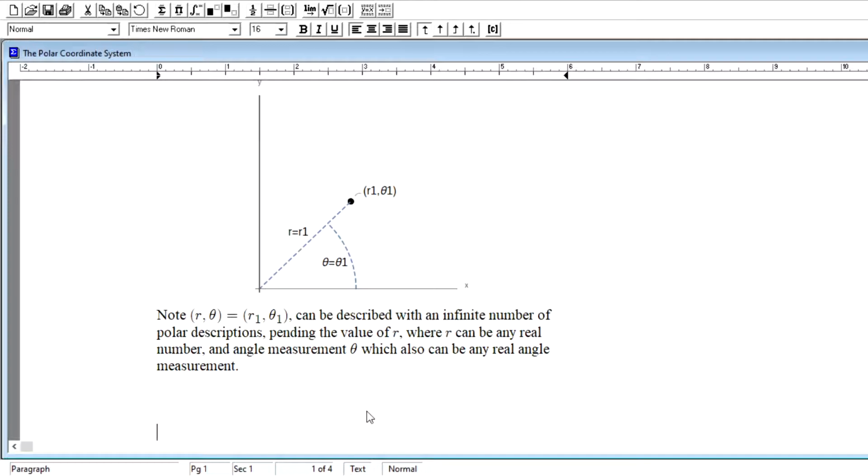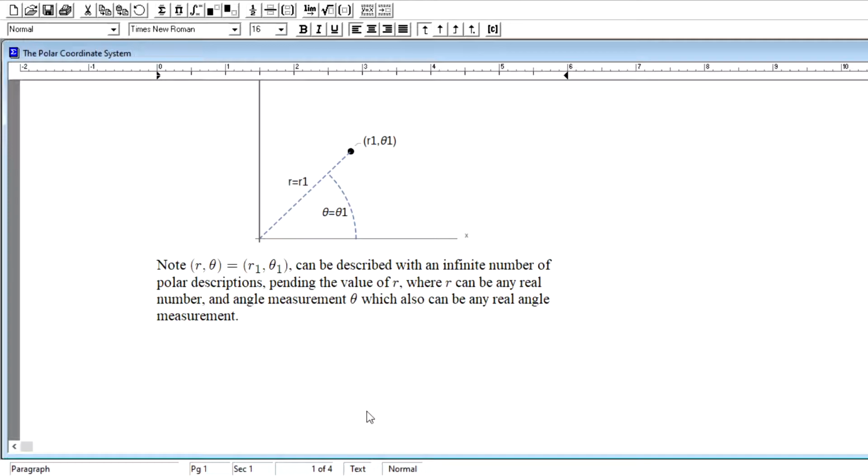What do I mean by that? Well, there's an infinite number of different angles that describe this angle being formed here.